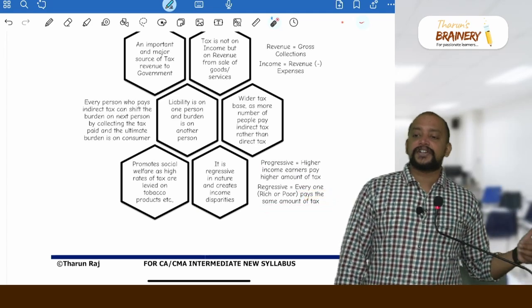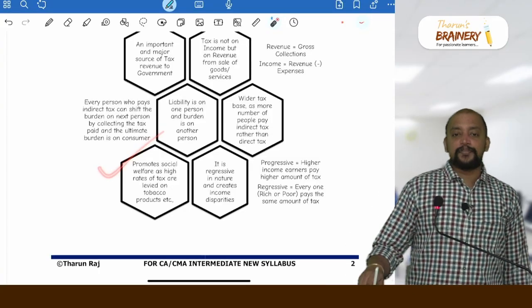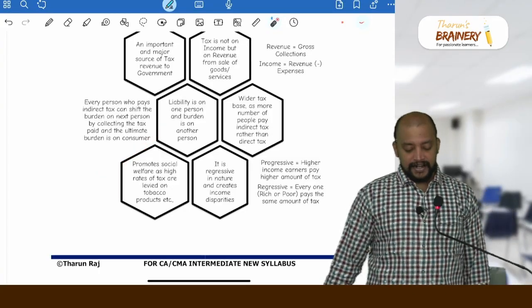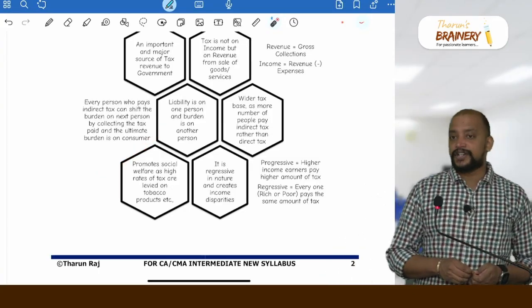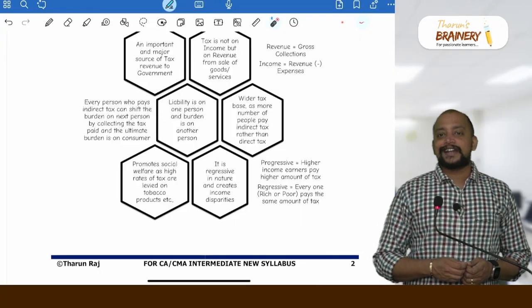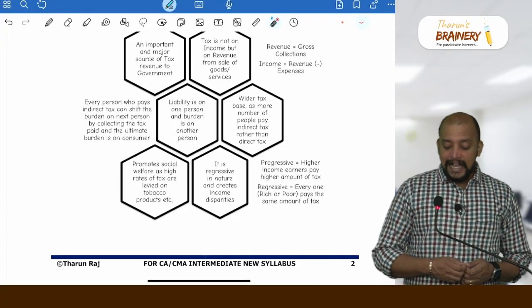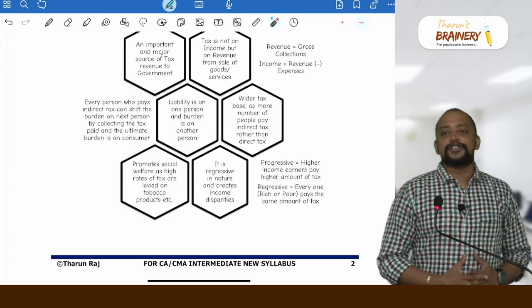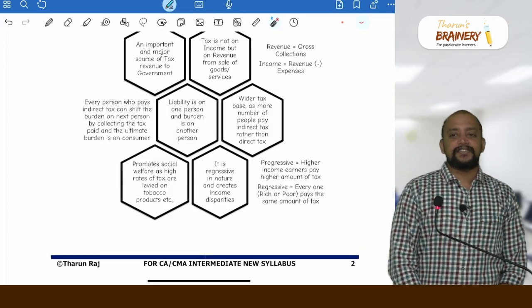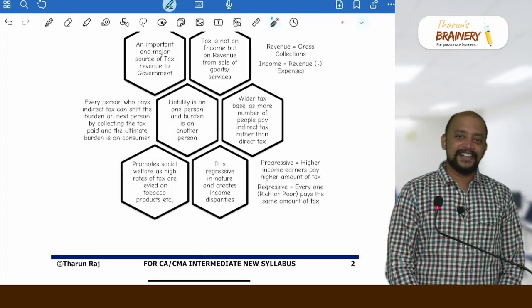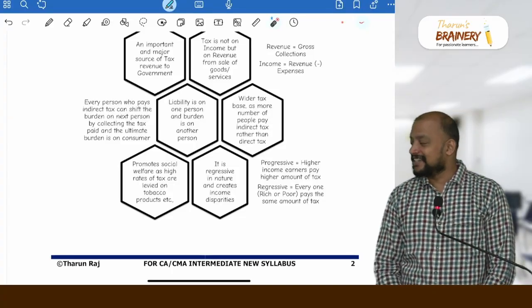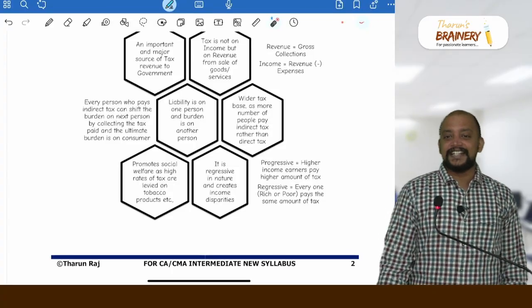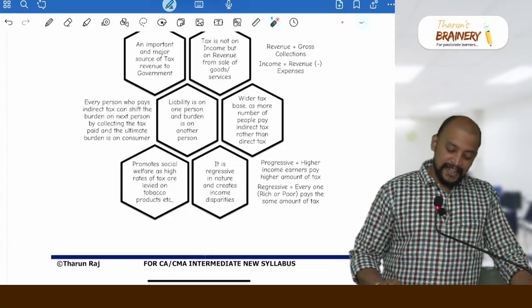Then the last feature of indirect tax is that it promotes social welfare. This is a humbug point. How will indirect tax promote social welfare? They are telling, as high rates of tax are levied on tobacco products, people will not consume, because of it the social welfare will increase. No, definitely not at all. I will not agree with this. But okay, fine, theoretically they have given it, we will learn that.